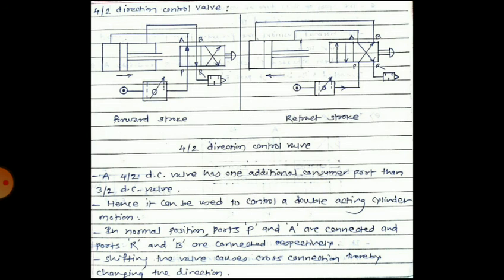A 4x2 DC valve has one additional consumer port than a 3x2 DC valve. Hence, it can be used to control a double acting cylinder motion. In normal position, ports P and A are connected, and ports R and B are connected respectively. Shifting the valve causes cross connection, thereby changing the direction.